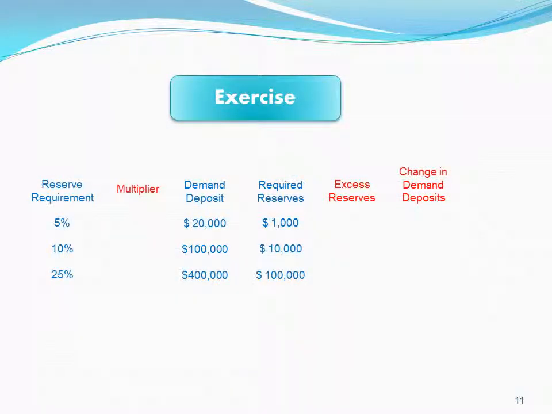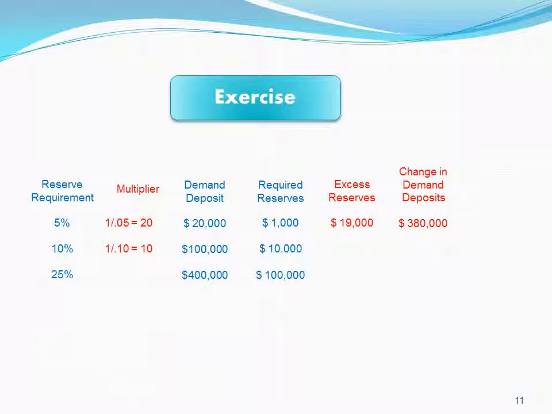And let's try it one more time. Here you go. Try to fill some of these in. Reserve requirement of 5%, 1 over 0.05, gives us a multiplier of 20. For a demand deposit of 20,000, and we had to set aside the 5% in required reserves, that'd be 1,000. So we have excess reserves of 19,000, and potential change in demand deposits of 380,000. That is change in checkable deposits or spending money, 380,000.